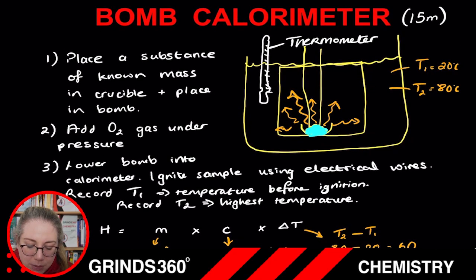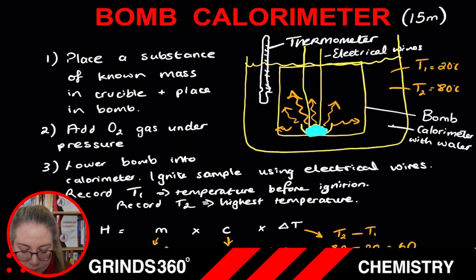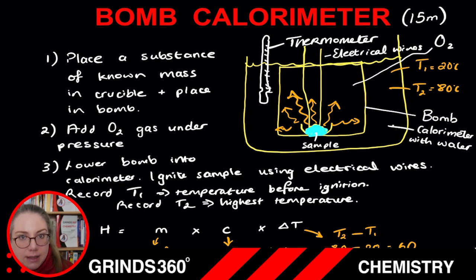So other labels that I would put on this, we have the bomb, we have the calorimeter filled with a known volume of water, then you have your thermometer and you have your electrical wires. And then we have our sample being tested. And technically we should also mention about the oxygen under pressure as well, to ensure the complete combustion of what's inside the crucible, but it's not essential, not in the diagram.